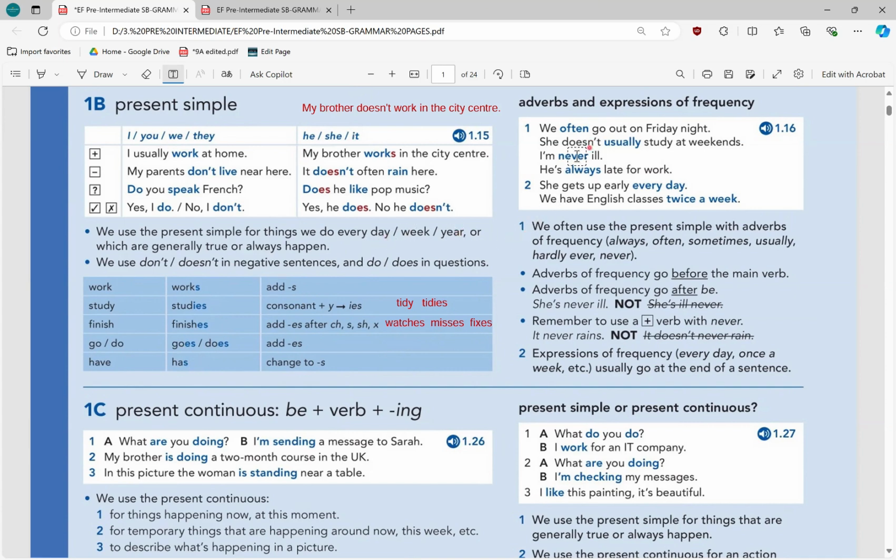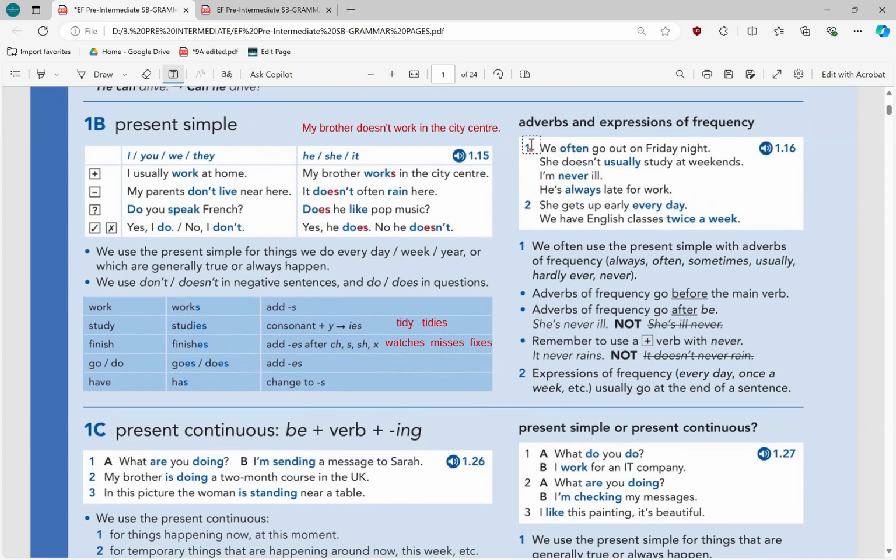Okay. Now, the second part of this topic, adverbs and expressions of frequency. So when we use present simple, we use adverbs and expressions of frequency. Frequency means how often. So when you want to answer the question of how often, we call them frequency, guys. Maybe like 2 times a week, 3 times a week, often, usually, right? So the examples are given here.